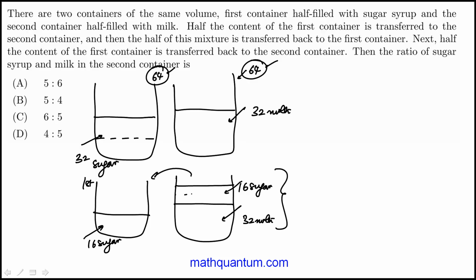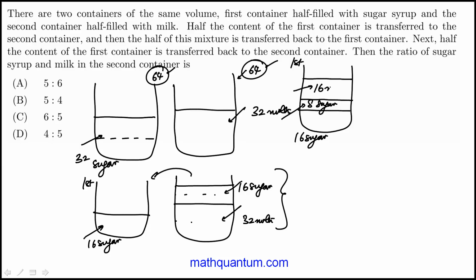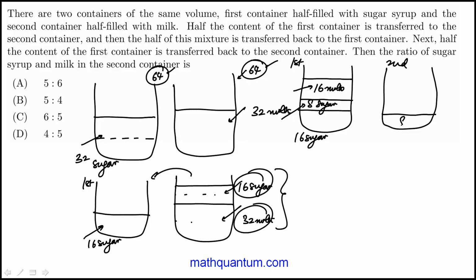So literally, I just need to divide these two parts equally. So if I draw it here, our scenario is 16 sugar. So you do have to kind of be careful with the drawing here. So we'll have 8 sugar and then 16 milk. And then for the second, we'll have 8 sugar left, half of this and half of milk. 8 sugar and then 16 milk.